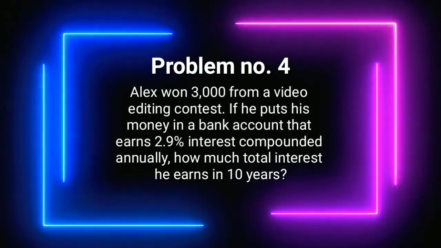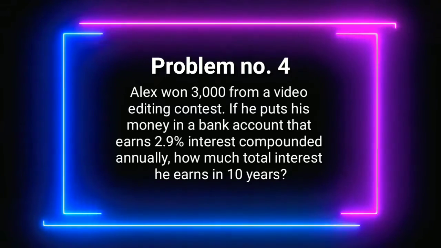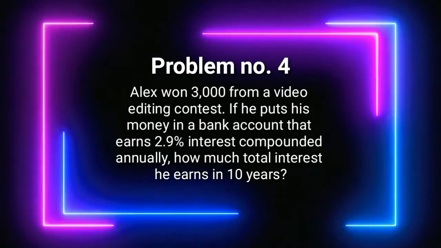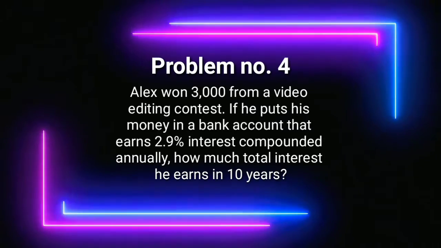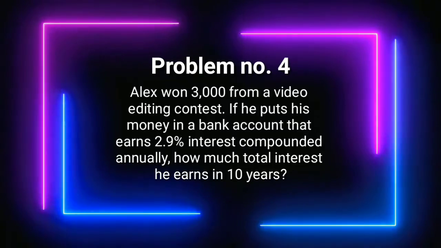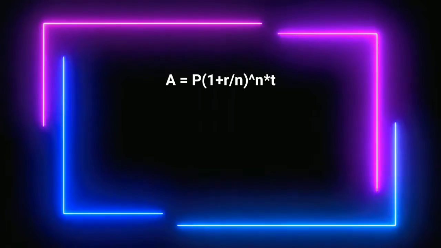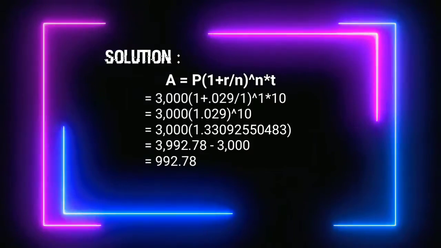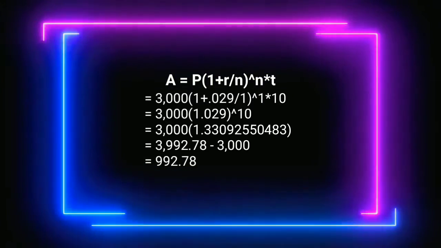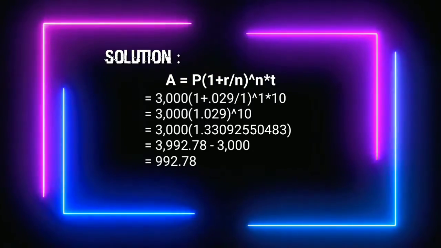Problem number 4. Alex won 3,000 from a video editing contest. If he puts his money in a bank account that earns 2.9% interest compounded annually, how much total interest does he earn in 10 years? Here's the solution. We're gonna use the compound interest formula. So the principal is 3,000. The interest rate is 0.029, the number of times is 1, and the time is 10.